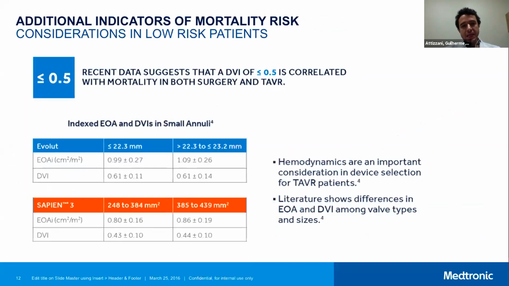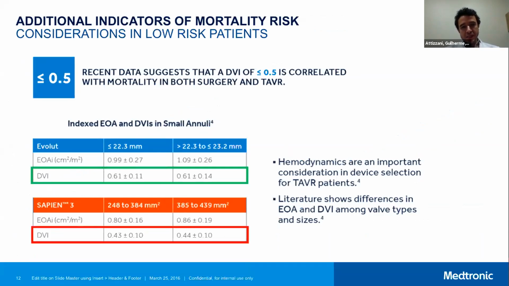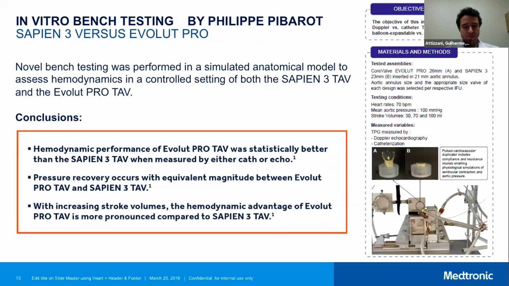And when you look at the data, the DVIs that EVOLUT delivers are consistently greater than 0.5, right? Compared with SAPIEN, which are less than that. So as you can see here, we would be in green for EVOLUT and in red for the DVI for SAPIEN. Again, we need to understand what the clinical impact is going to be down the road. There are at least some signs that a DVI of less than 0.5 is going to have a negative impact on these patients.